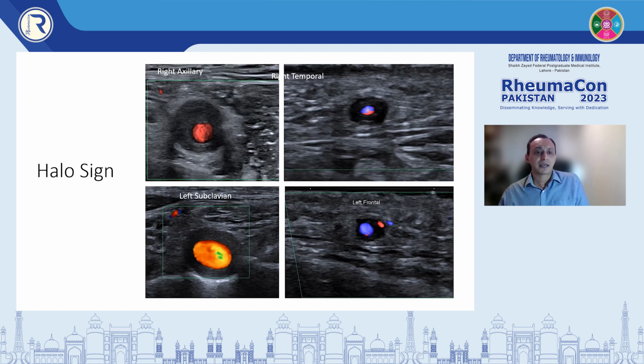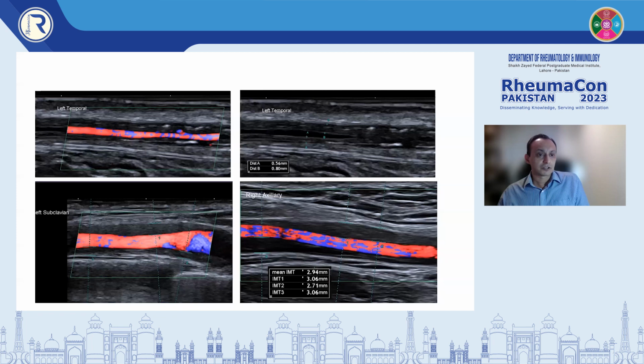And that has to be non-compressible because this is tissue swelling. This is not fluid which is displaceable. You cannot completely displace a thickened inflammatory tissue. This is in the longitudinal section.